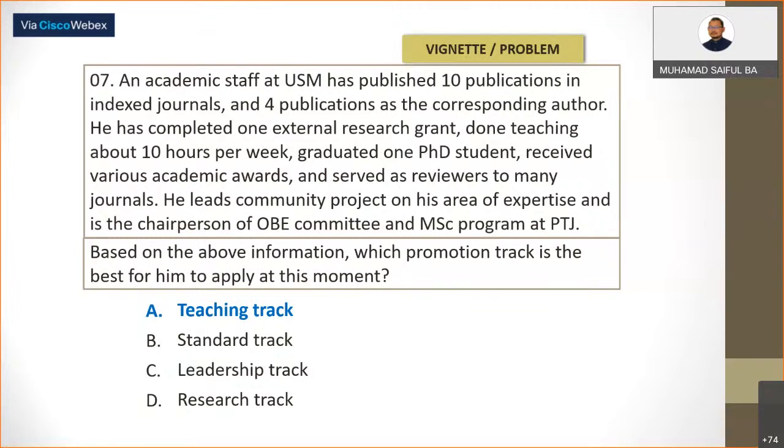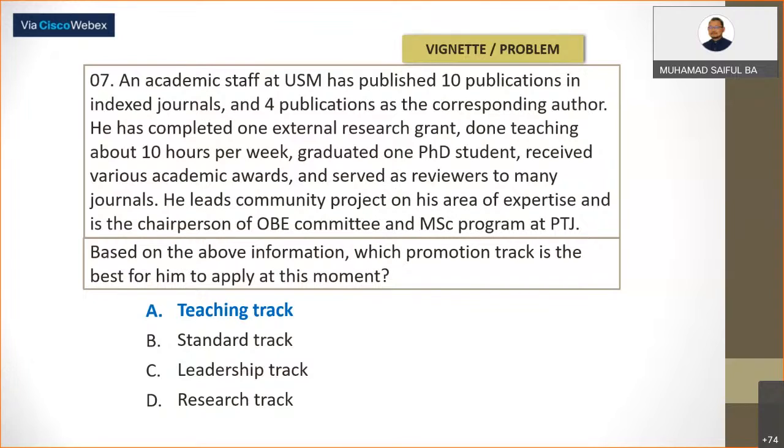Did you get the reason? I hope I made it clear. Okay. Clear enough? Why A? Quiet means agree. Clear. Silent means agree, isn't it?